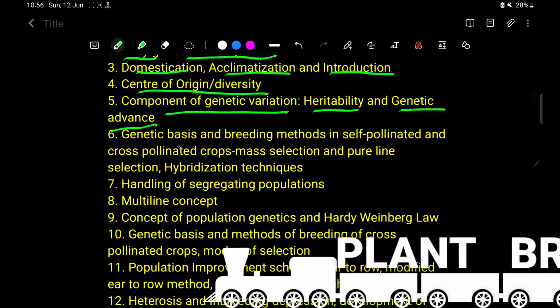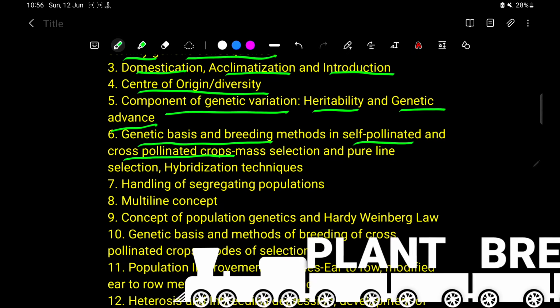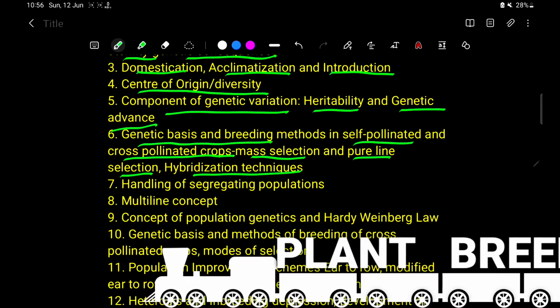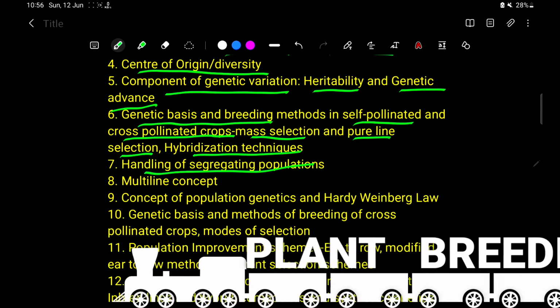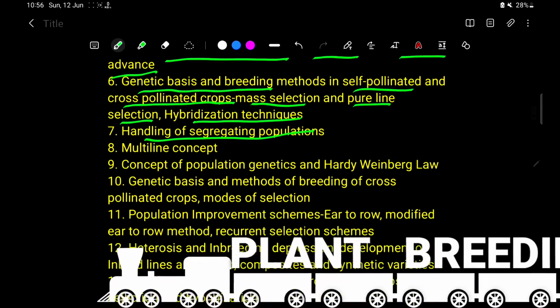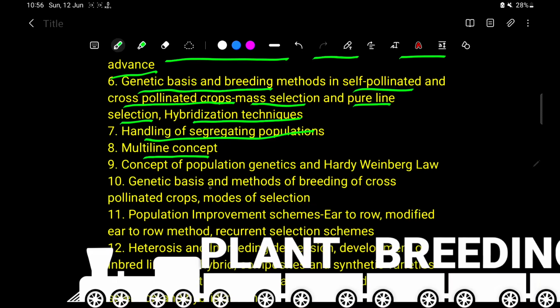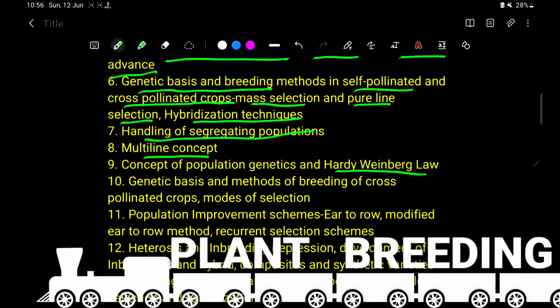Our sixth topic is genetic basis of breeding method in self-pollinated and cross-pollinated crops, mass selection, pure line selection, hybridization techniques. Our seventh chapter is handling of segregating populations. Our eighth chapter is multiline concept. Our ninth chapter is concept of population genetics and Hardy Weinberg Law.